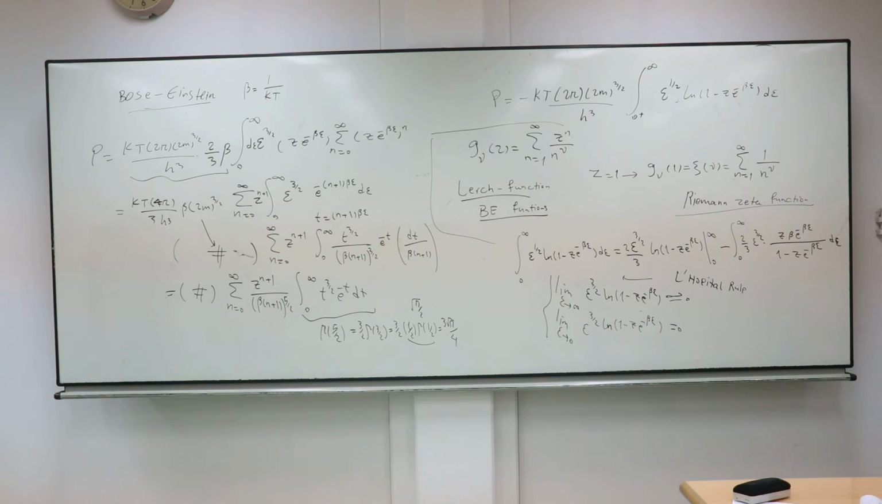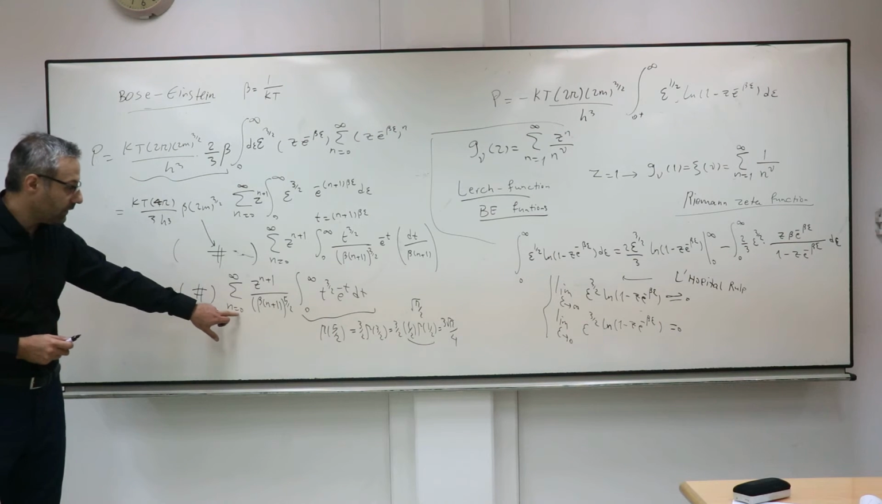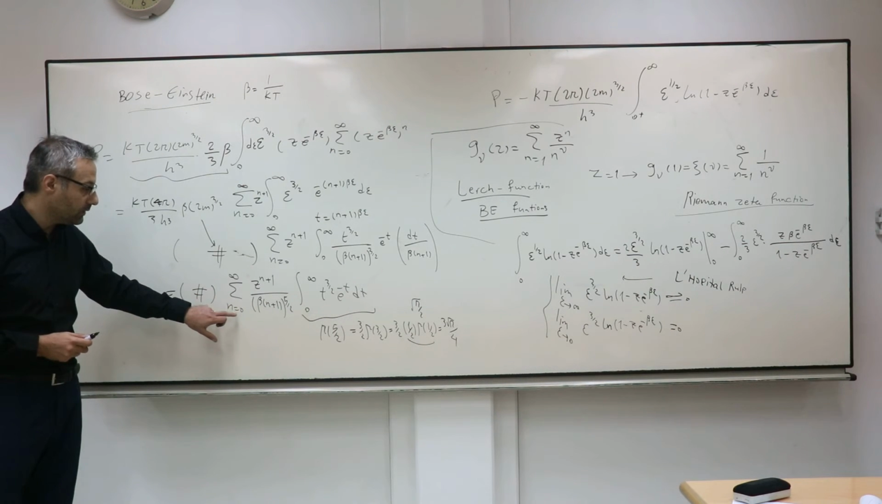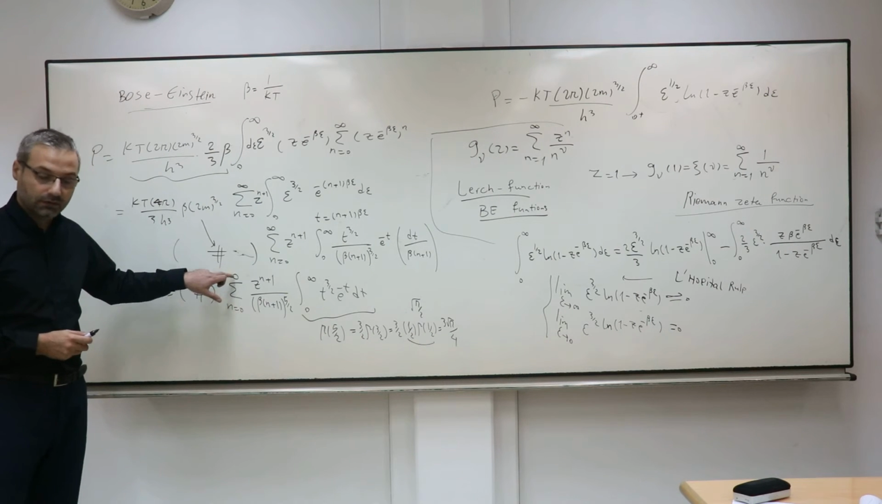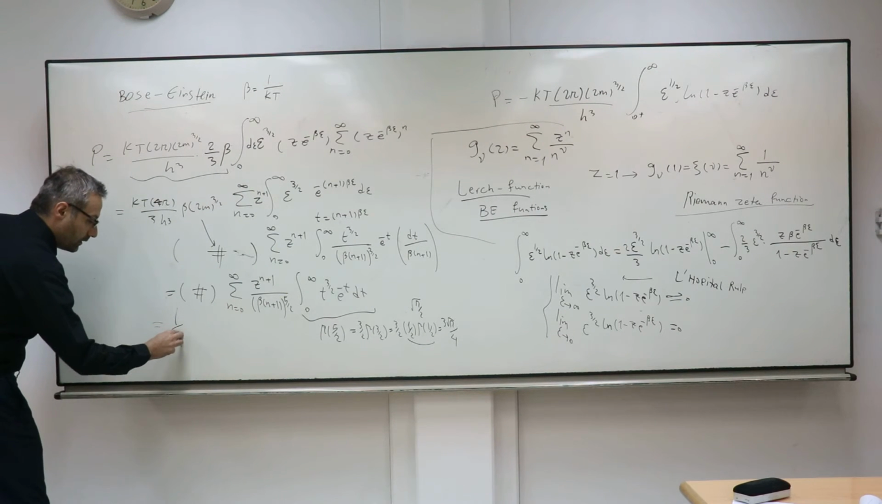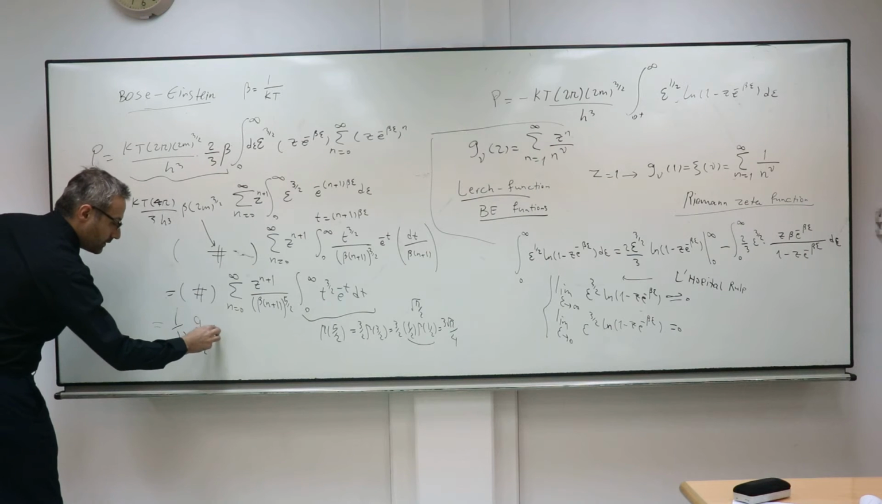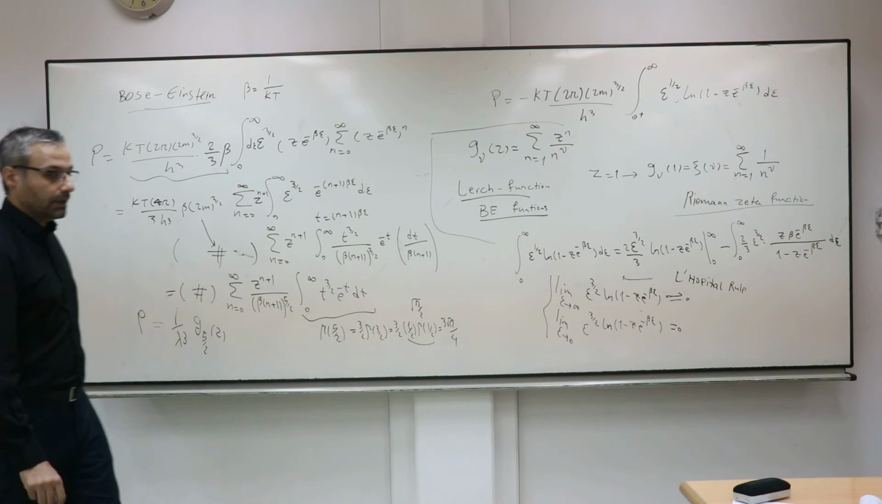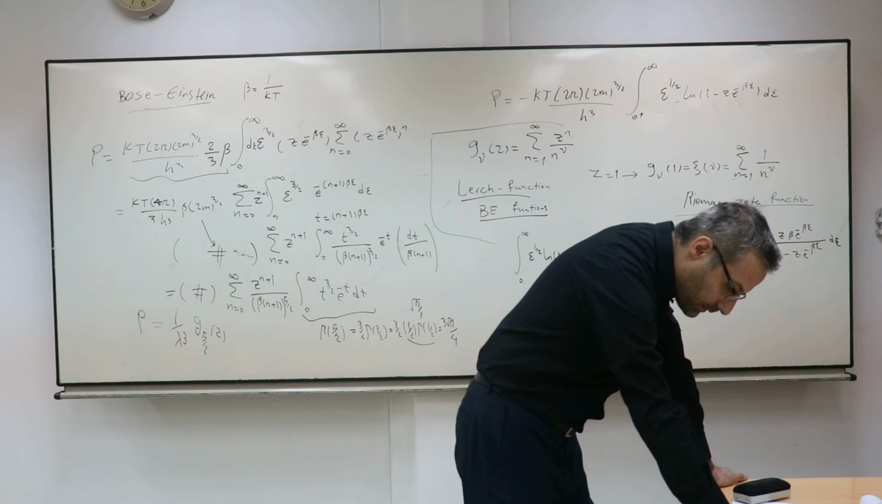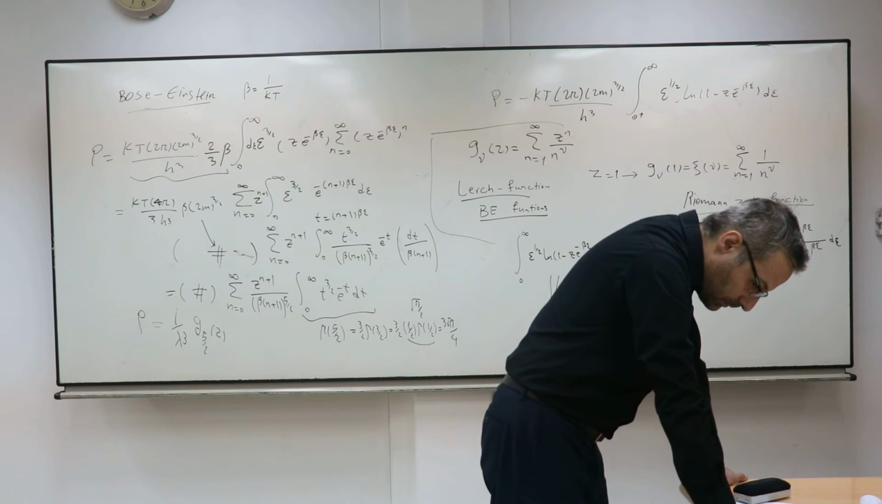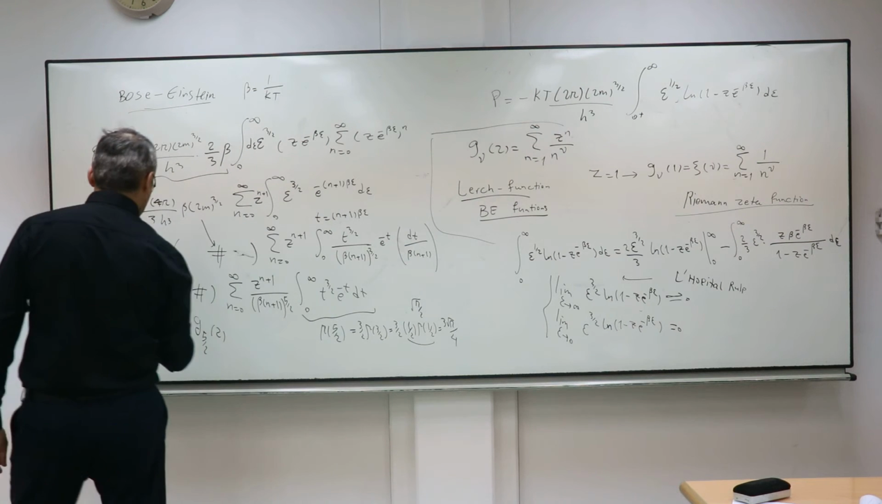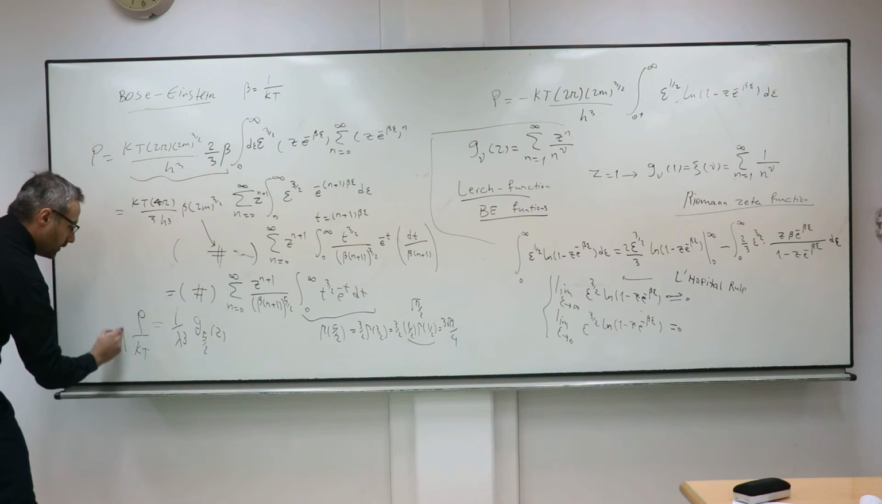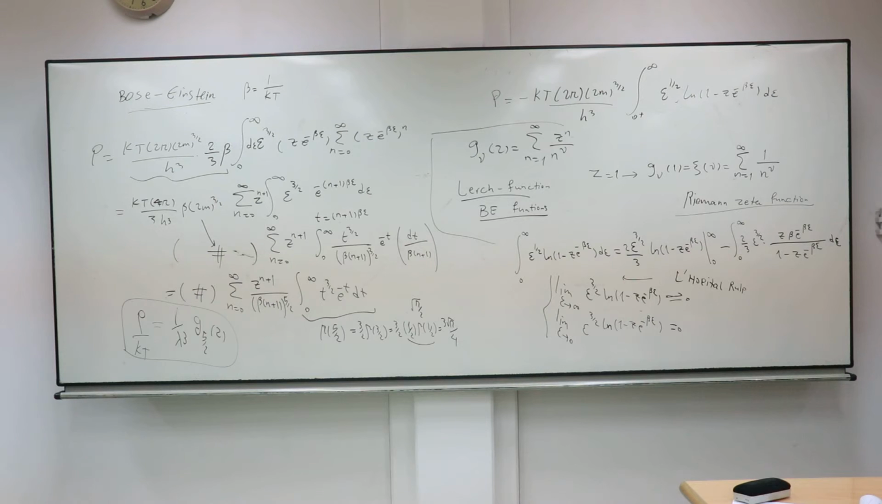Finally, you replace it here, you have these numbers, and change the sum from 0 to infinity to 1 to infinity. You will find 1 over lambda cubed g_{5/2}(z). This is the pressure. Okay? Pressure over kT. So pressure over kT finally will be 1 over lambda cubed g_{5/2}(z).